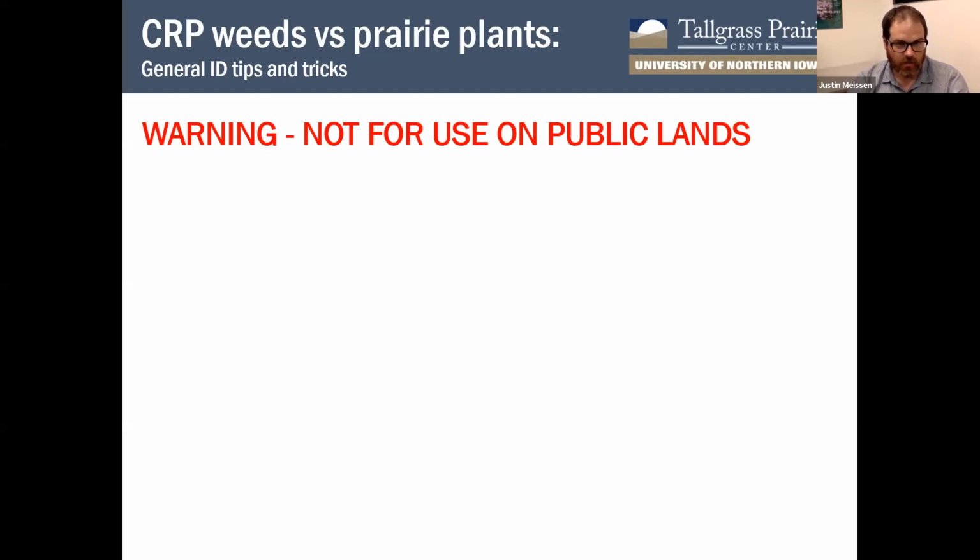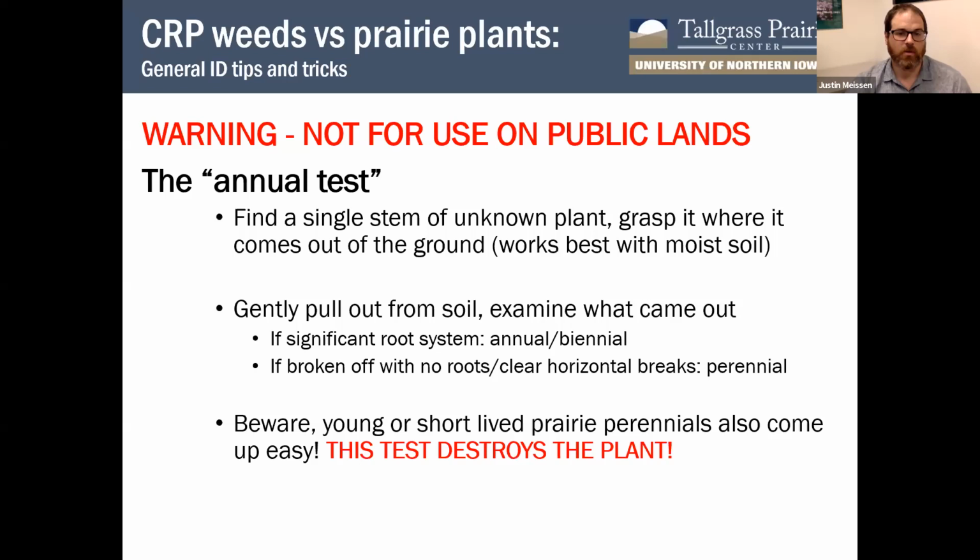Okay, now that we're clear about where this is appropriate to do, this test will help us determine whether a plant is annual or biennial. It's really something that works best when we have moist soil, so don't try it in dry, heavy soils, for example. If the plant is really large, this test might not work out very well either, so it's best on smaller plants. So what you do is you find a single stem of an unknown plant, grasp it at the base, gently pull it out of the ground, and we examine what comes up.